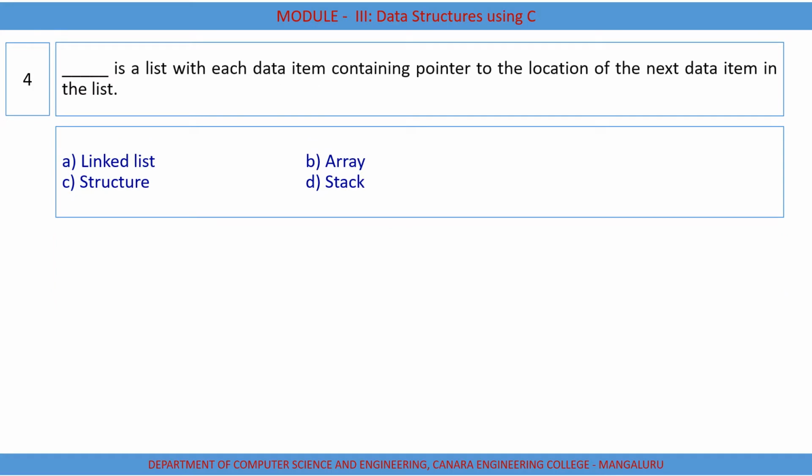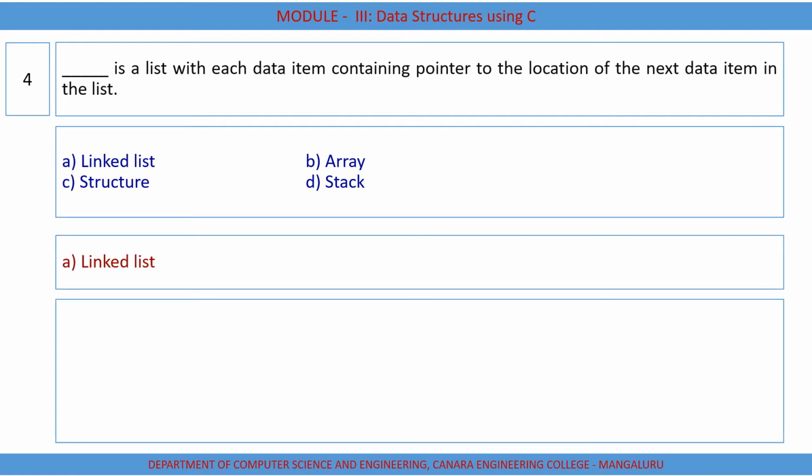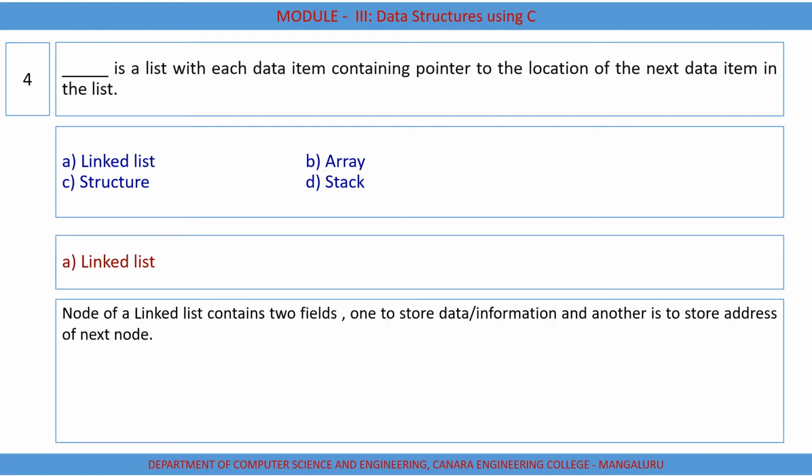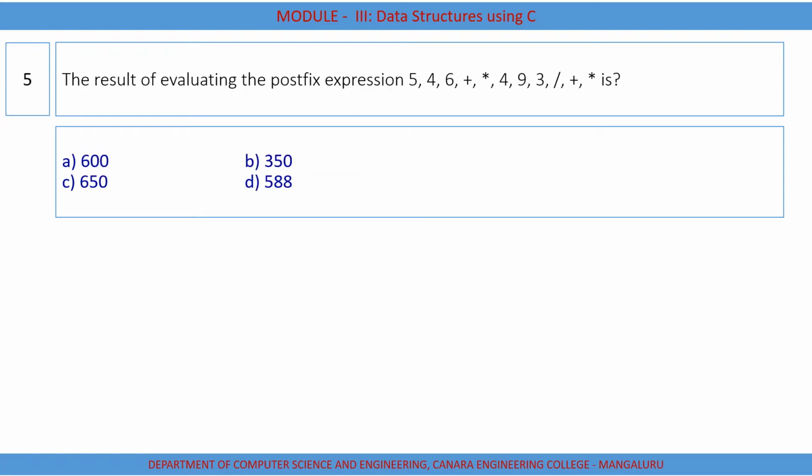Dash is a list with each data item containing a pointer to the location of the next data item in the list. So here, the data structure contains two things in it, that is, one is a data field, another is a link field. That is what you have to identify with respect to this question. The answer for this is linked list. A node of a linked list contains two fields. One is to store the data, another one is to store the address of the next node in the list.